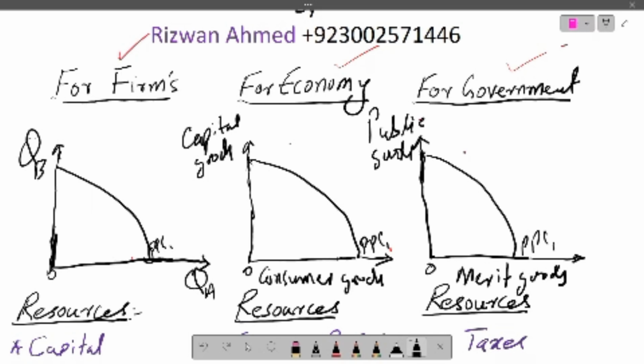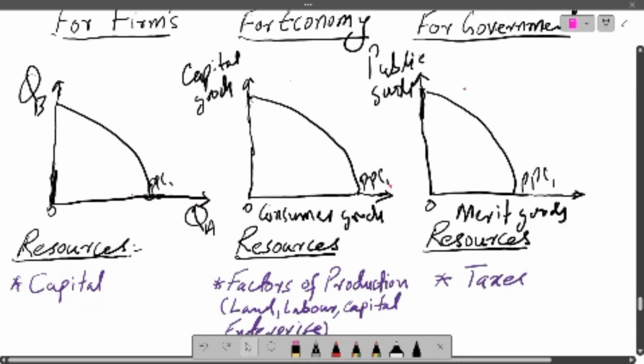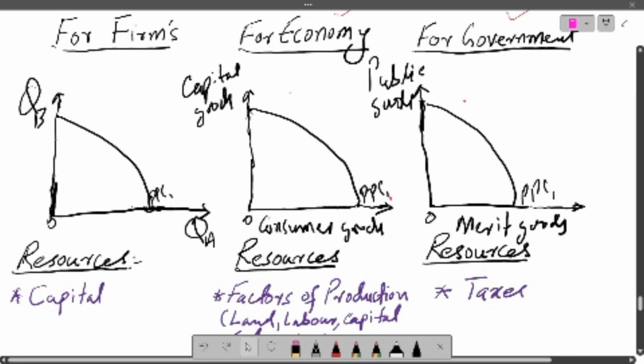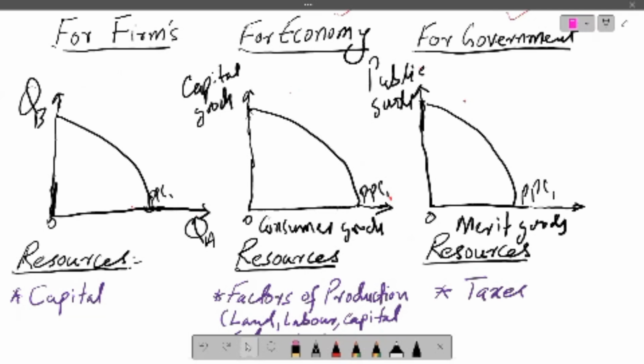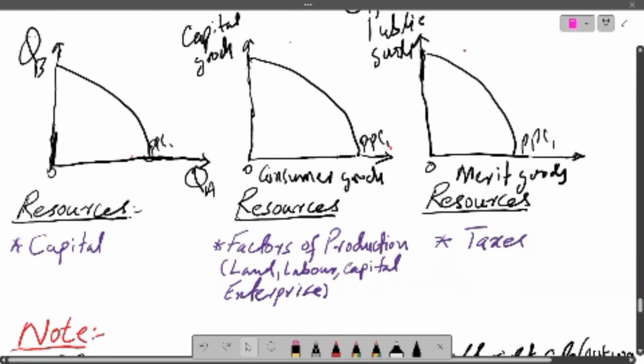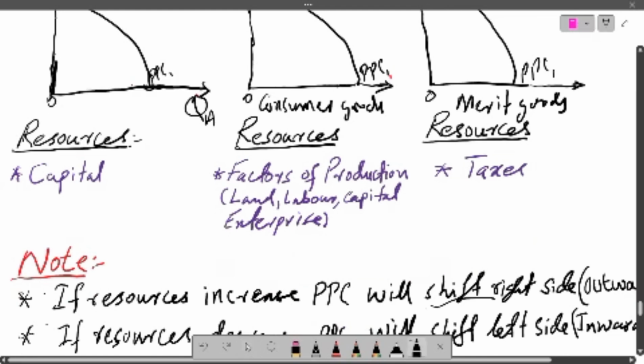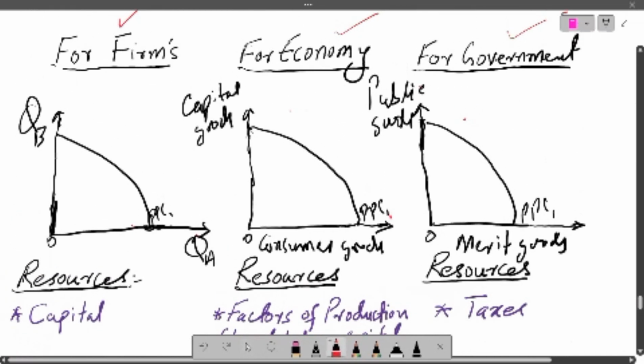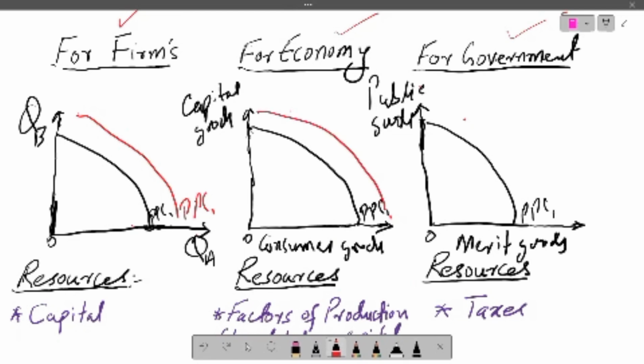So when we talk about the resources of the firm, economy, and government, the resource of the firm is its capital, while the resources of the economy are the factors of production, which include land, labor, capital, and enterprise. For the government, right now we are only considering one source of resource, and that is taxes. So what will happen if the resources of the firm, economy, or government increase? The PPC will shift towards the right side, for the firm, the economy, or the government. But this will happen only if resources increase.